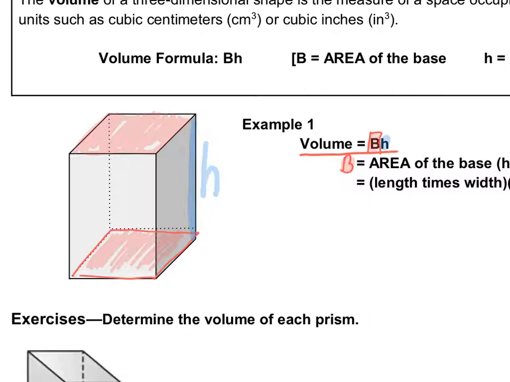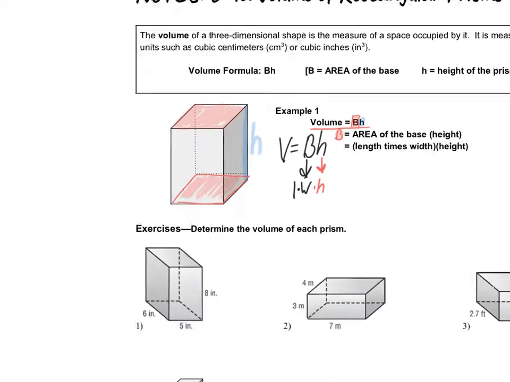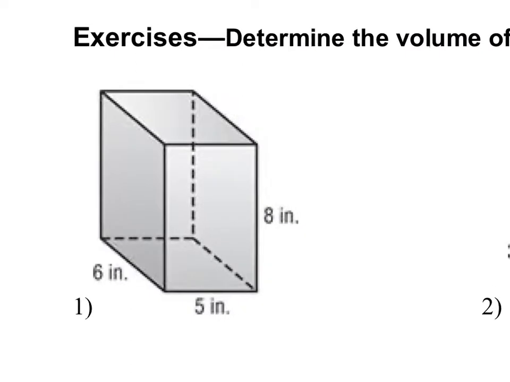Whenever we work these out, we'll be doing volume equals area of the base times the height. The area of the base for a rectangular prism will always be length times width, and then we multiply times the height of our figure, which is just length times width times height, which is what most of you are used to. But it's important that you shade the base so you can show us what you're trying to demonstrate.